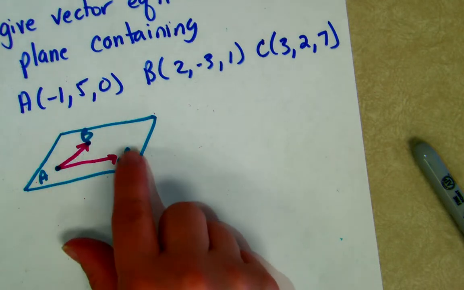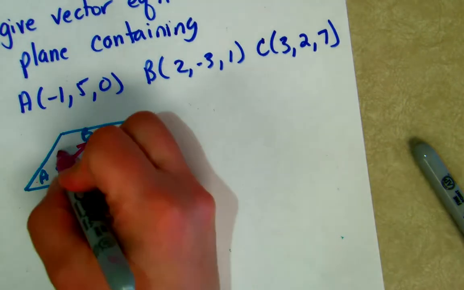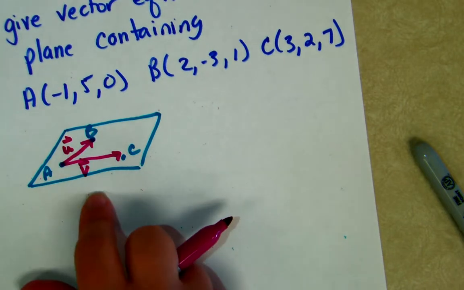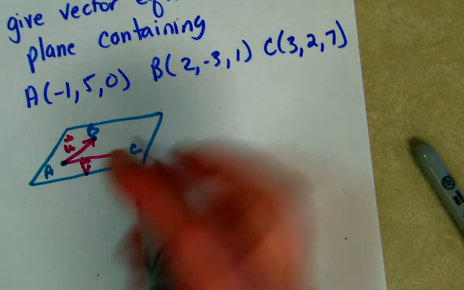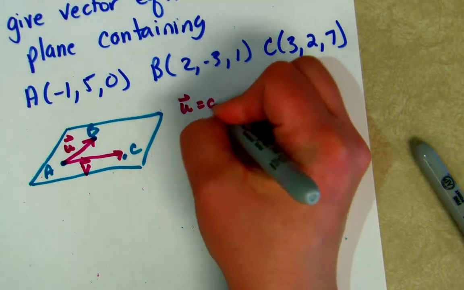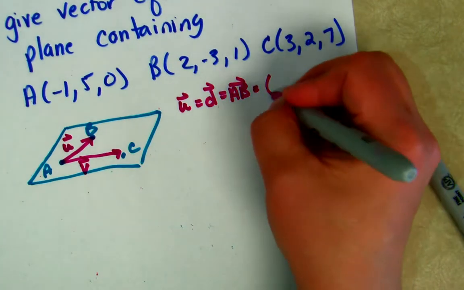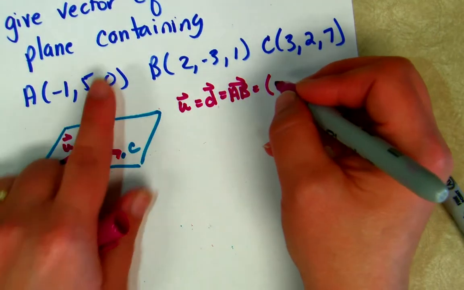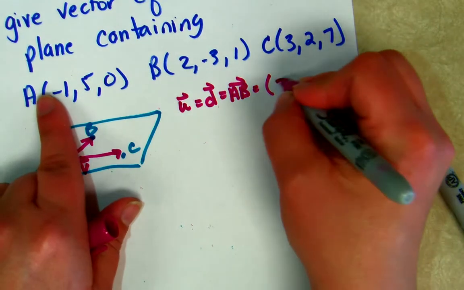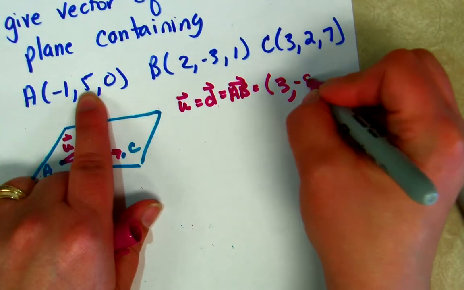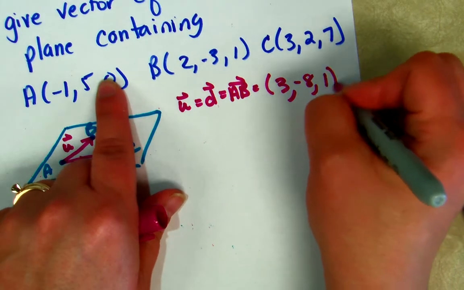So by putting the points on here, I can see that if I connect them up, I can have 2 direction vectors. So I'm going to find vector u, which is going to be a direction vector, which is the vector AB from A to B, and I'm going to use backwards subtract to find that. So 2 subtract -1 is 3, -3 subtract 5 is -8, and 1 subtract 0 is 1.